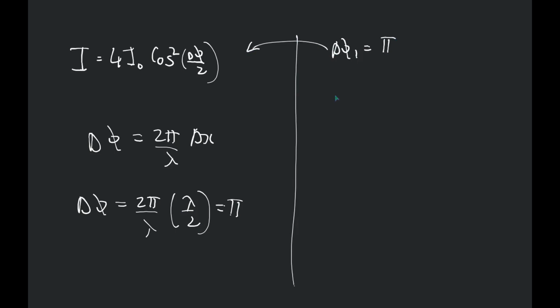Now plug this value over here. So what do I get? I is equal to 4 times, no, sorry, why am I writing pi over here? Wait, 4 times I naught cos square. Now phi is pi, so phi by 2 is pi by 2, and cos square pi by 2 is 0. So my I1 is 0.